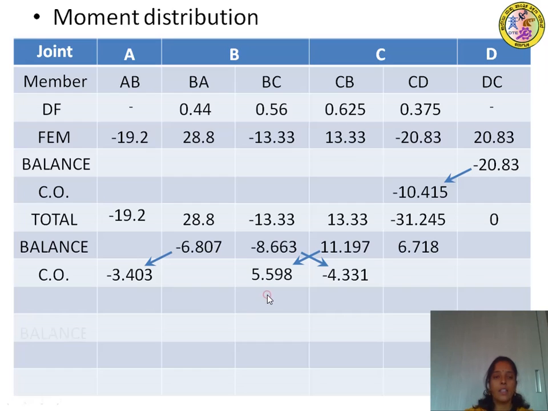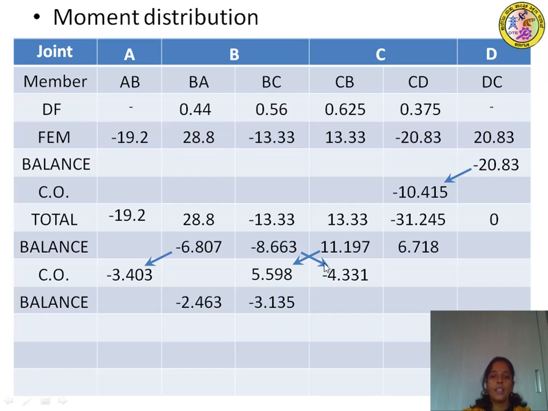Next, again the step of balancing. As the moments are carried from CB to BC, joint B gets imbalanced by 5.598. Therefore, the balancing moment will be minus 5.598. So, minus 5.598 into 0.44 is minus 2.463, and minus 5.598 into 0.56 will be equal to minus 3.135. That is the balancing of joint B.